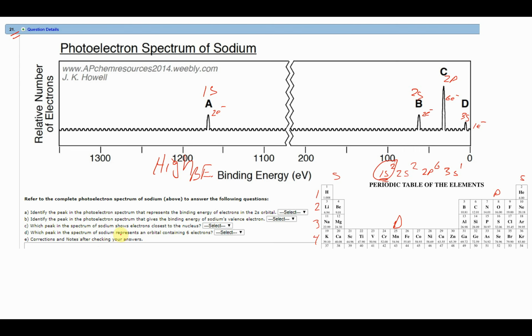Which peak in the spectrum of sodium represents an orbital containing 6 electrons? I'm betting that's C, as we've labeled up above.